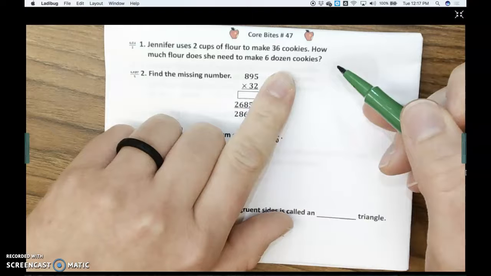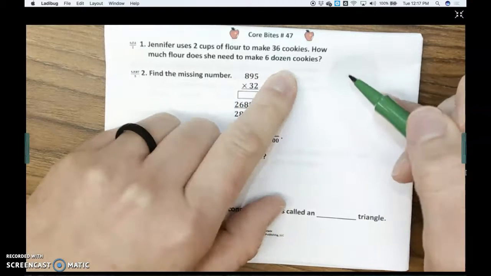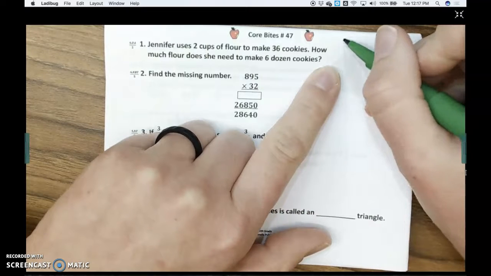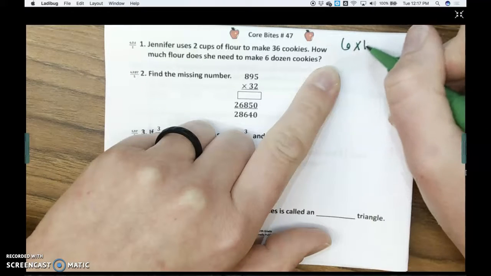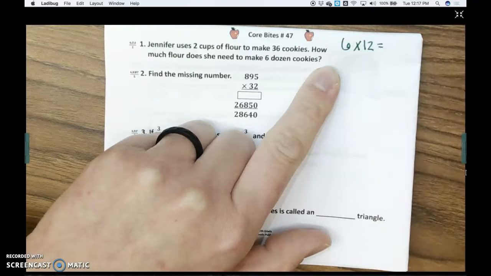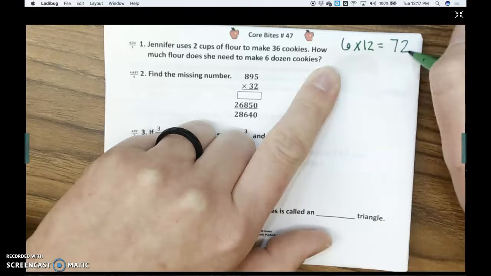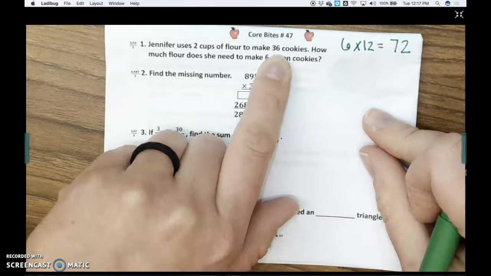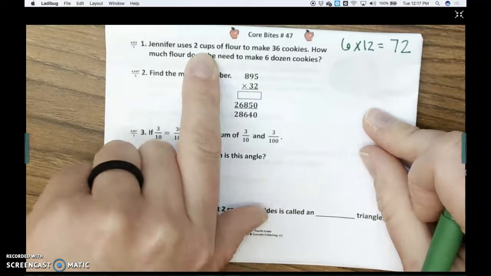All right. So 1 dozen is 12. So if she's making 6 dozen, we've got to see how many total that is. So she has 6 dozen, so that's 6 times 12. You might know this one in your head because of your 6s or your 12s. So the answer would be 72 cookies, all right? She can do 36 cookies with 2 cups of flour.